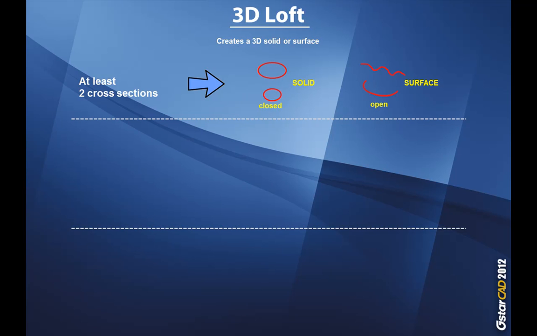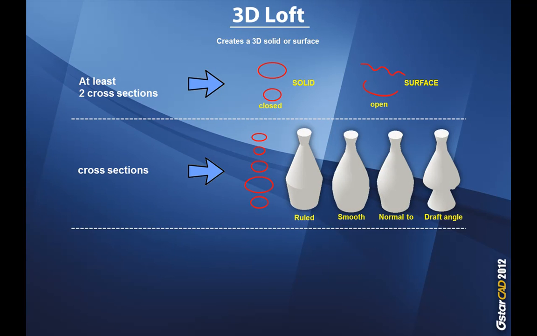Okay, what more does 3D loft offer in GstarCAD 2012? You will have many options for doing 3D loft. One of these options is cross section. So you can do a loft operation by cross section, and then you will get the following 3D solid effects. As you see, you have roulette, smooth, normal 2, and draft angle. Those are totally different 3D solid effects.